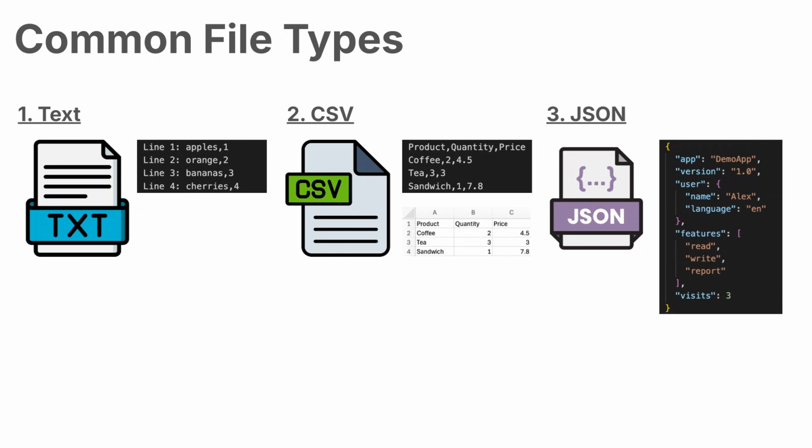3. JSON. On the right is JSON, which stores structured data, objects, lists, and key value pairs. It's great when your data has nested pieces like a user with settings and a list of features. With Python's JSON module, we can load a JSON file straight into dictionaries and lists, change them like normal Python objects, and then save them back. JSON is the go-to for configuration files and for sending data between apps.